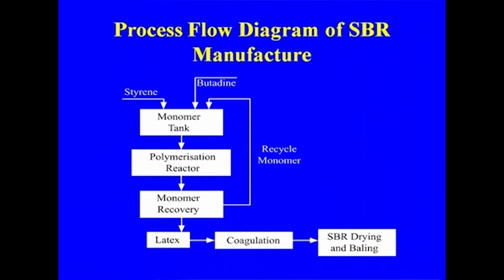This is the process for the manufacture of SBR. The styrene and butadiene go to the monomer tank for mixing and then to the polymerization reactor, where the reaction takes place. As I told you, after the completion of 75% conversion, it goes to monomer recovery, where the monomer is recovered and recycled, and you get the latex. As such it can be used, or it will go for coagulation, then the styrene butadiene rubber drying and baling may be done. So this is the process for the manufacture of SBR.